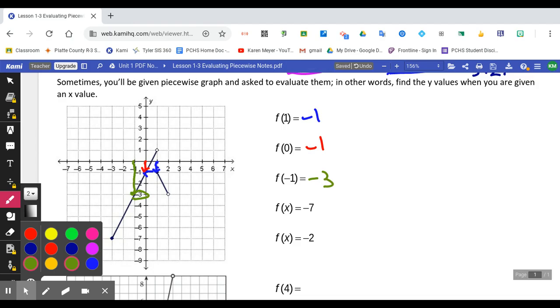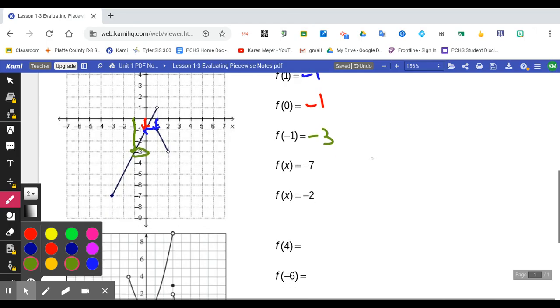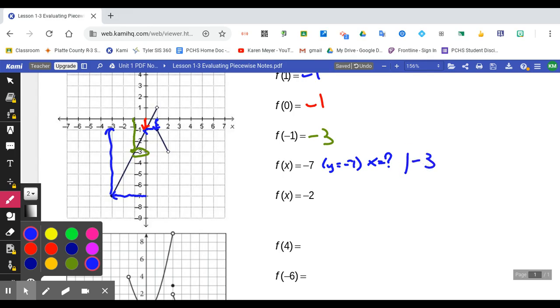Now this time, f of x equals negative 7. So this time, instead of giving you the x number, I'm telling you the y number is negative 7. And your job is to figure out the x number. So find negative 7 on the y, follow it across till it hits my line, and then follow it up to find the x number, which is negative 3.